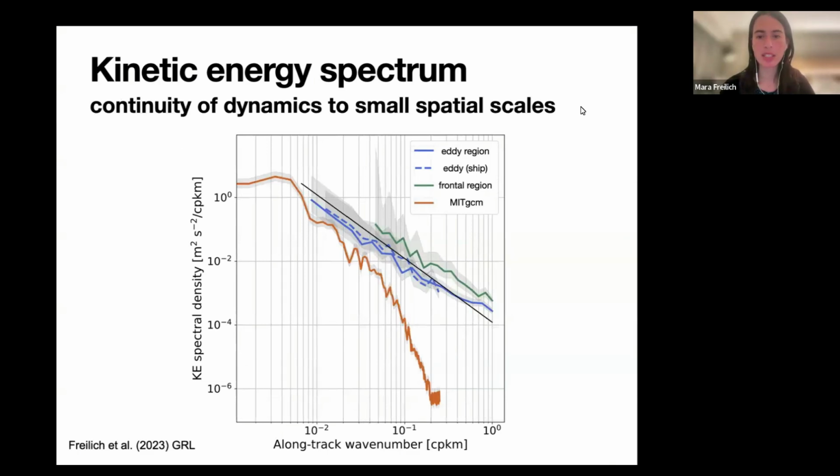One thing that stands out is that these observations are helping us to push beyond the resolution of regional scale models. Here I'm showing a MITgcm 2-kilometer model resolution, the same kinetic energy spectrum. And we just see that these observations are bringing us to smaller spatial scales than the effective resolution of the model. And so they will hopefully be useful in informing models and what dynamics are missing from those models.